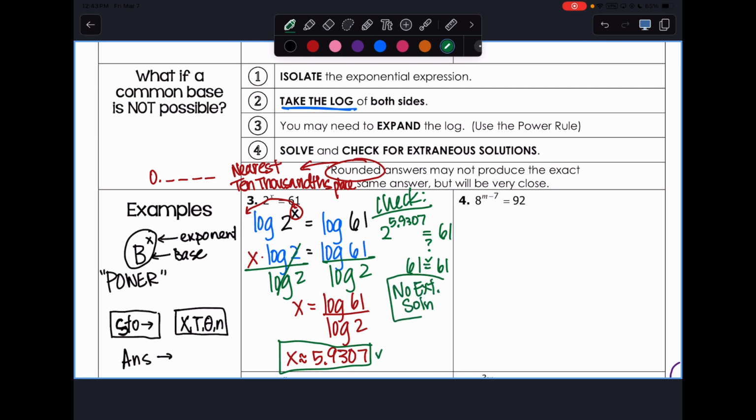Does that make sense? If I did put 2 to the 5.9307, it's going to be 60.9984 something something. Is that pretty close to 61? Yeah. Does that make sense? Okay. Any questions?